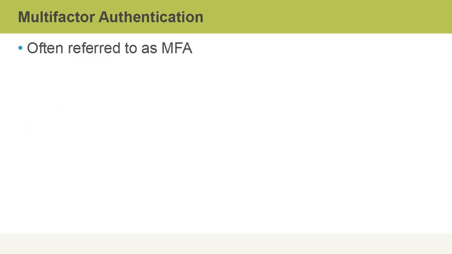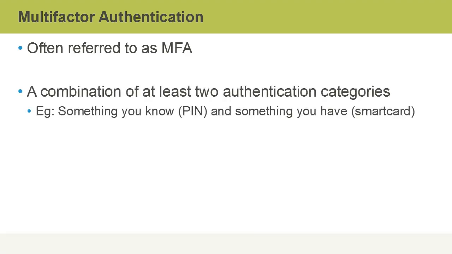Multifactor authentication is often referred to as MFA. It's a combination of at least two authentication categories. So, for example, something you know, like a PIN, and something you have, like a smart card. So together, you can use that information and that device for authentication.